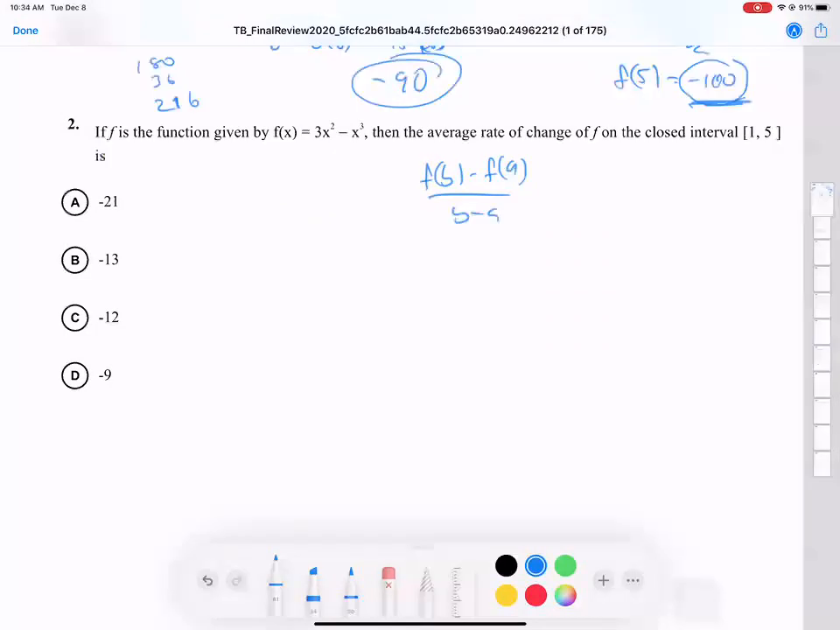Okay, this is part of it. So f of b minus f of a. We plug in 3 times 5 squared minus 5 cubed, minus 3 times 1 squared minus 1 cubed, all over 5 minus 1. And that is your average rate of change.